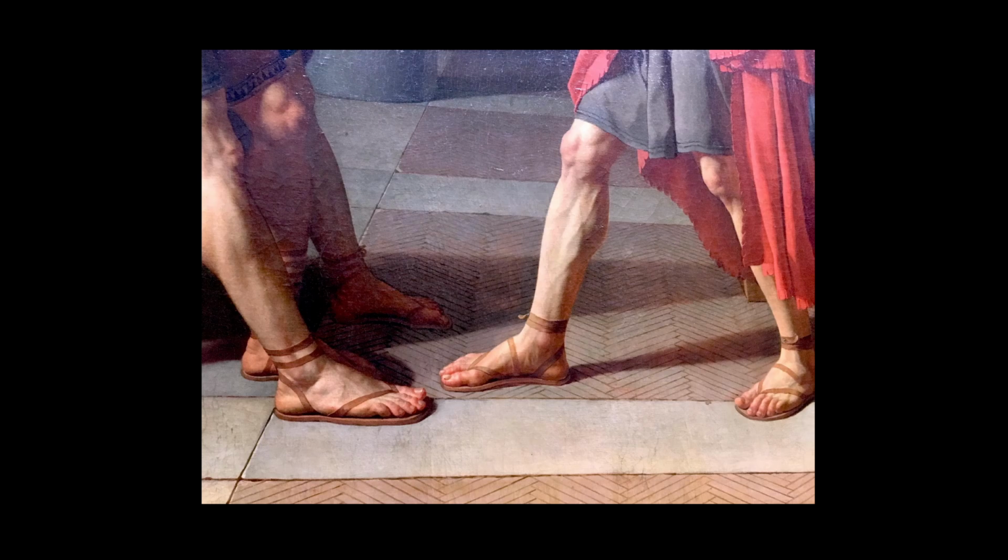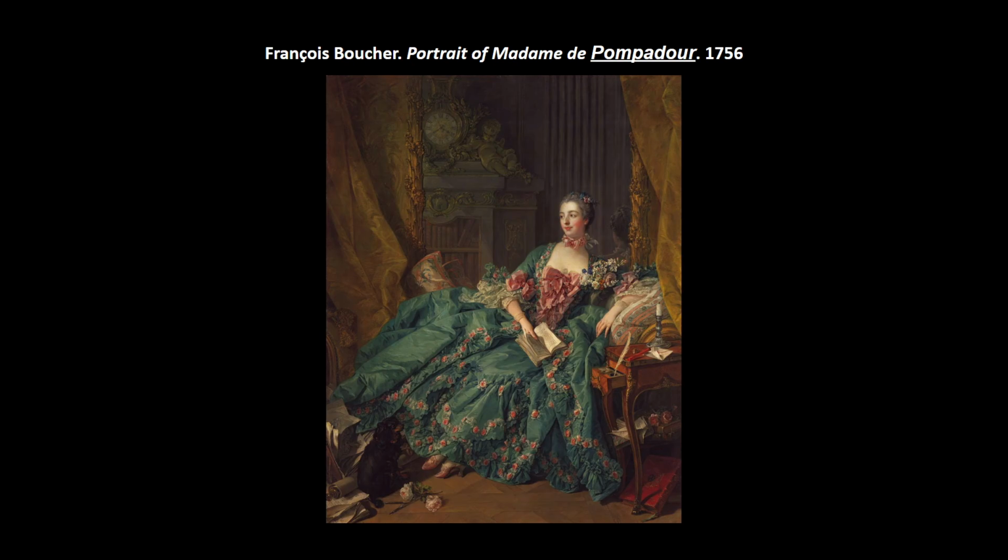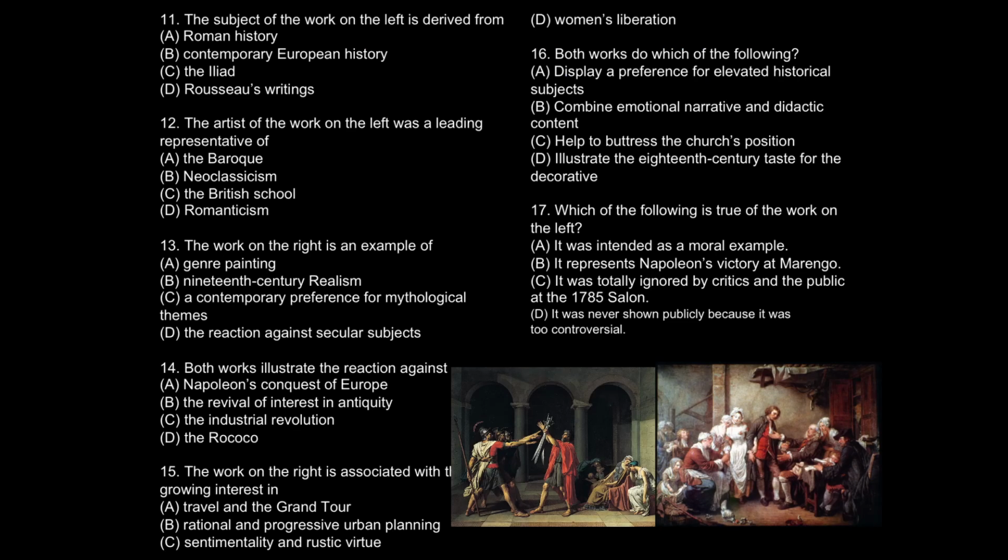But you can see how his work's a bit different than his tutors'. Usually it's a bit more obvious in many regards. Okay, the subject of the work on the left is derived from A, Roman history. The artist of the work on the left was a leading representative of B, Neoclassicism. And then the work on the right is an example of, well, you just generally A. You could pretty much say D is fine as well.